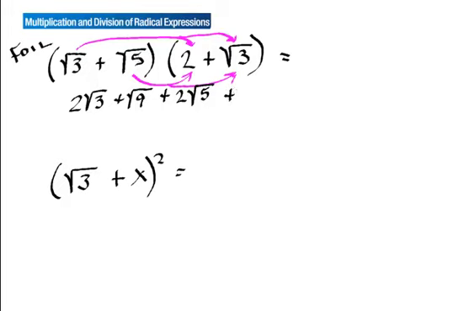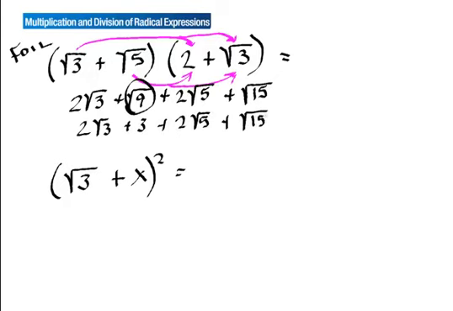Then square root of 5 times the square root of 3. They're both inside that jail, so when they combine, 3 times 5 is a 15. Only thing that really simplifies, because I don't have any like terms, is this guy will be a 3. So let's write this down. 2 square roots of 3 plus 3 plus 2 square roots of 5 plus the square root of 15. That sucker's done.